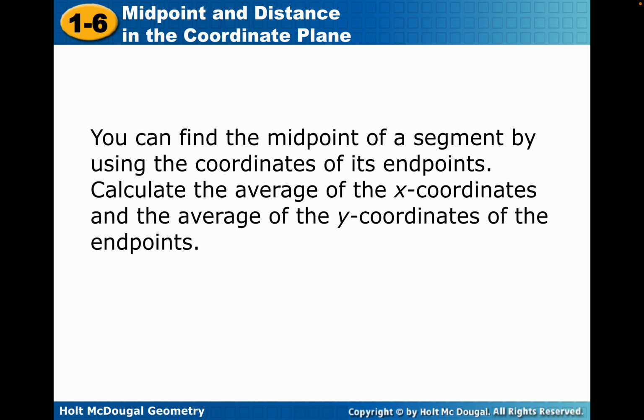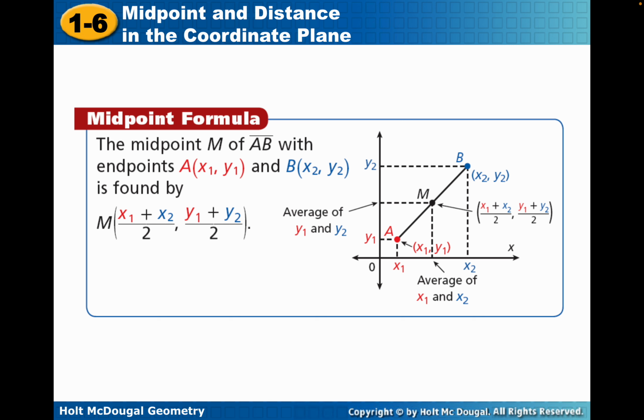With the coordinate plane, then we could talk about midpoint. You don't have to worry about writing this part down. So you can find the midpoint of a section by using the coordinates of its endpoints. And you're calculating the average of the x coordinates and the average of the y coordinates. So what does that actually look like? And that's going to look like right here.